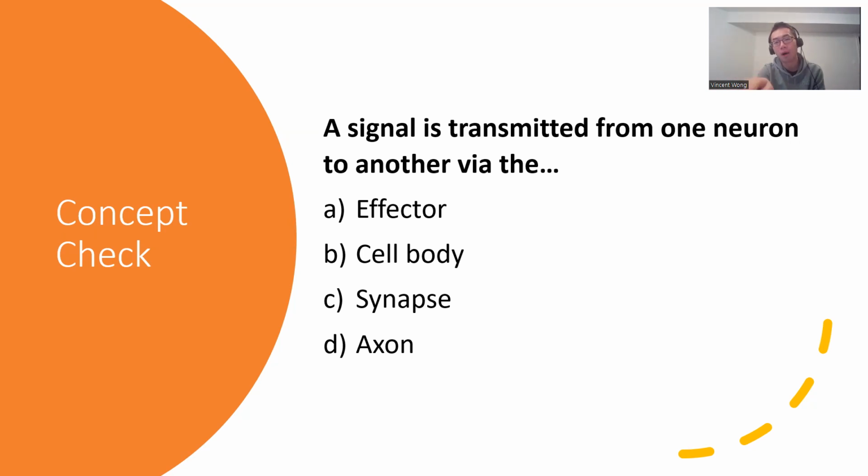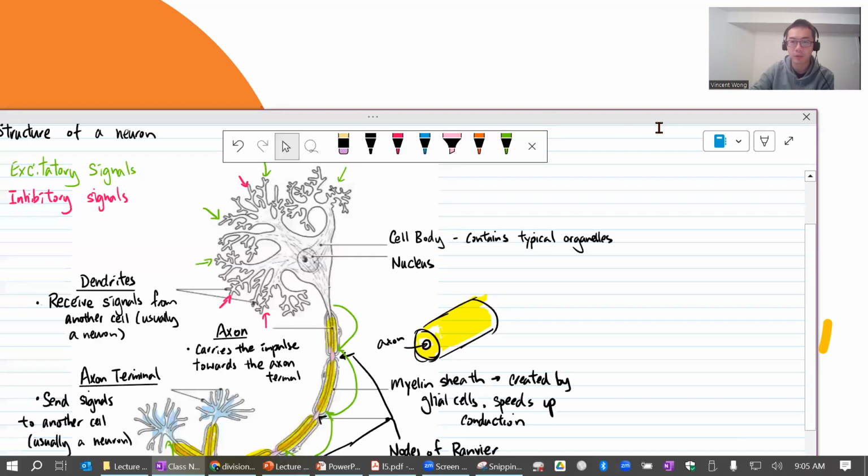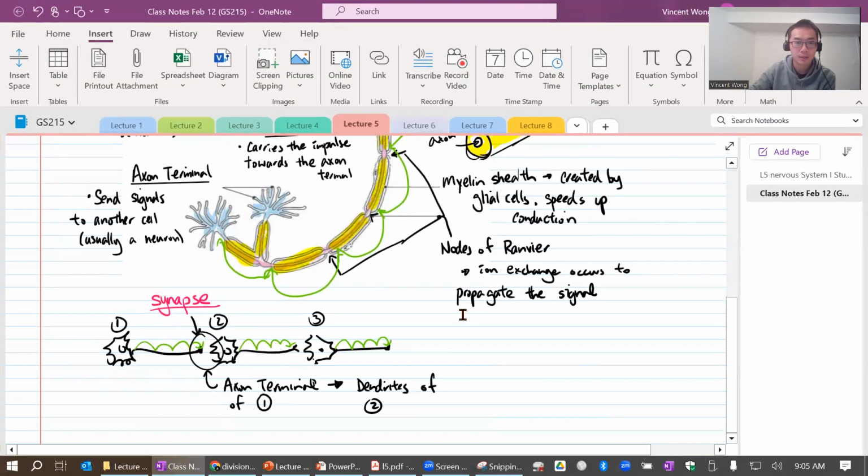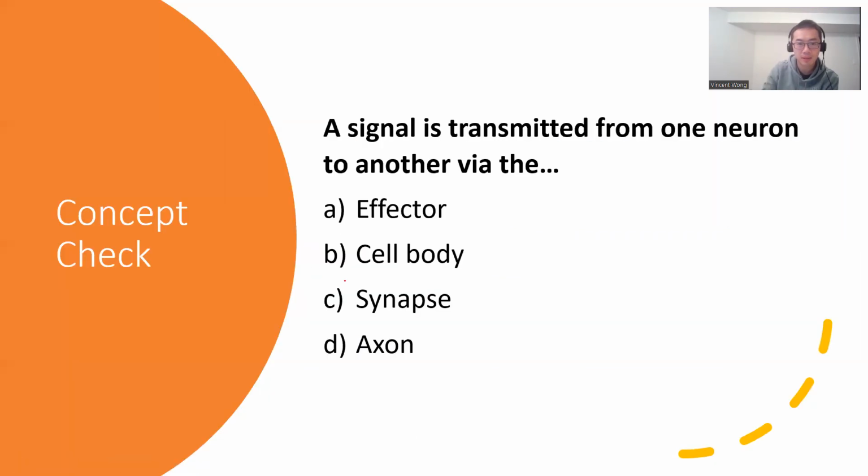It's asking from one neuron to another, right? It's not asking for like, down the neuron, right? I think maybe that's why people are getting confused. So over here, look. To go from one neuron to another neuron, the signal is going to have to pass through the synapse. Okay? The synapse.